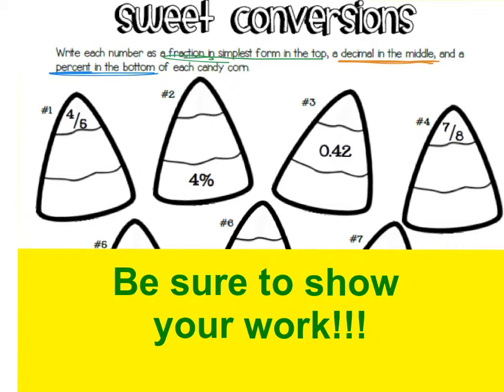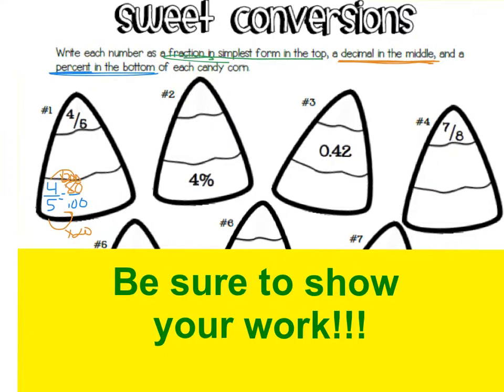So let's take a look at number 1. So we have the fraction 4/5. So I have to change that to decimals and percents. So right away I'm noticing that I can take 4/5 and make it into hundredths really fast, because I know 5 times 20 is 100. So 4 times 20 is 80.